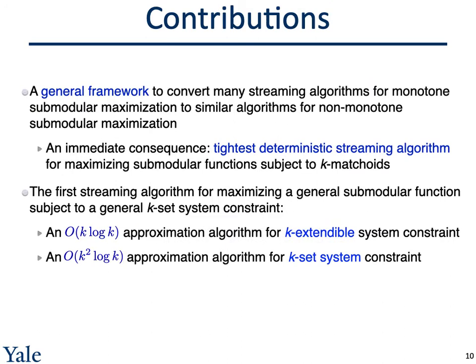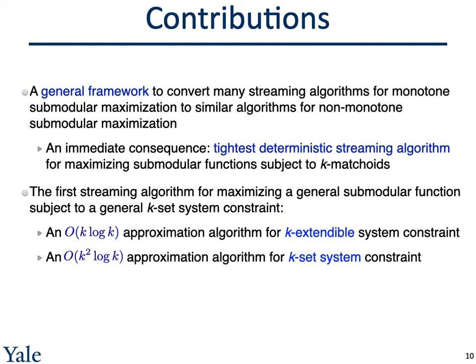In this paper, we propose a novel framework that converts streaming algorithms for monotone submodular maximization into streaming algorithms for non-monotone submodular maximization. We use this framework to design the currently tightest deterministic approximation ratio for submodular maximization subject to a k-matroid constraint. We also propose the first streaming algorithm for monotone submodular maximization subject to k-extendable and k-set system constraints.